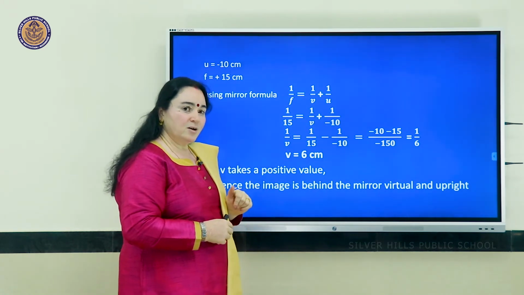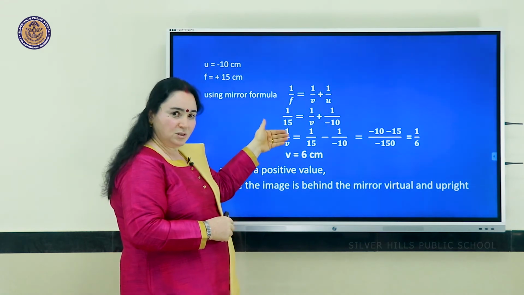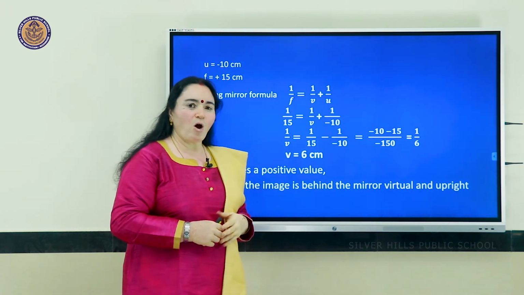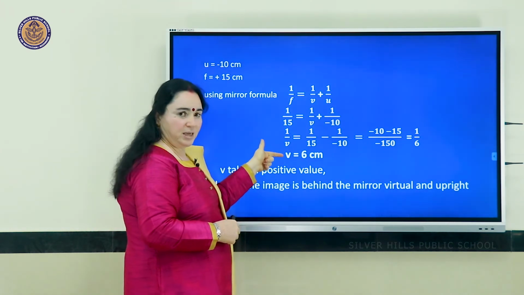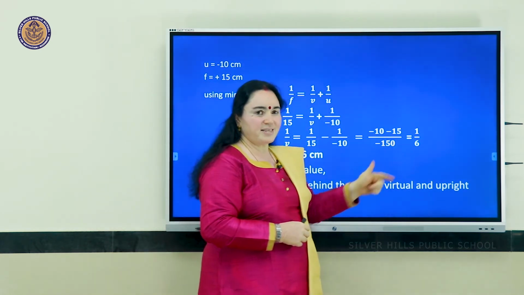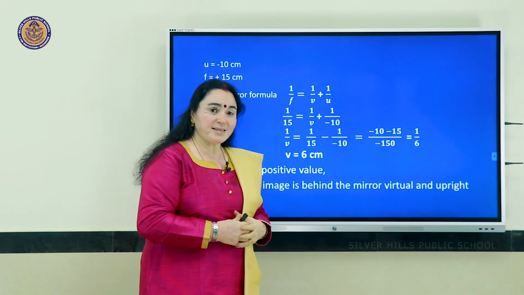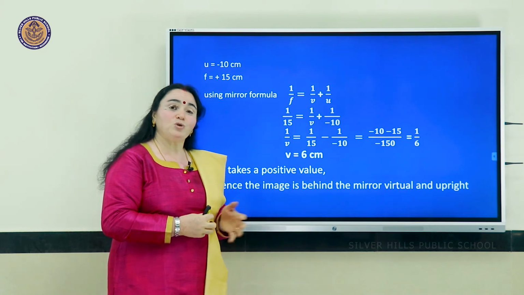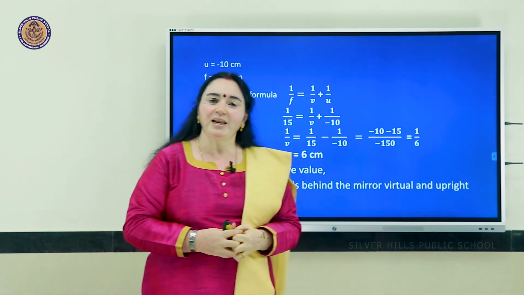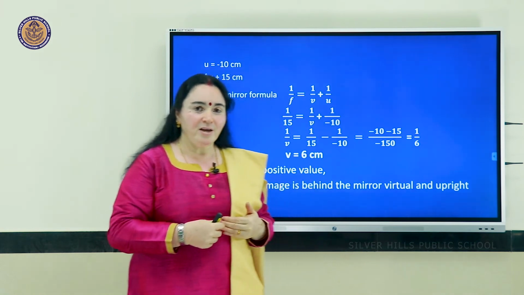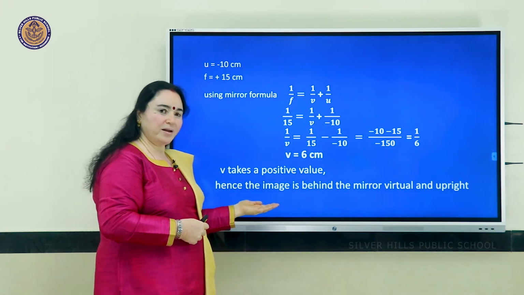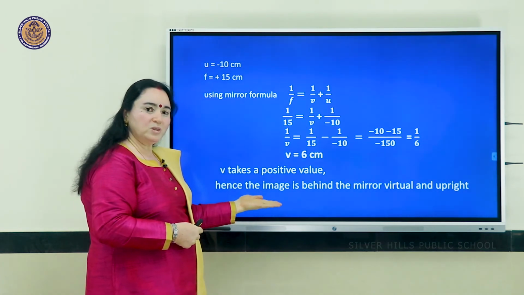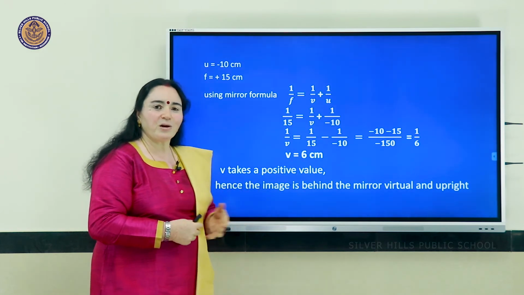So I put the formula, then I substitute the values into the formula and this is what I get. Eventually when I do the mathematical operation, I find that 1 by V is equal to 1 by 6. The value is V is equal to 6 centimeter and it's a positive value which very clearly means that the image so formed over here is virtual, erect and behind the mirror. So it satisfies all that is required here. They were asking us about the image distance and the nature. Both are answered with just one calculation.